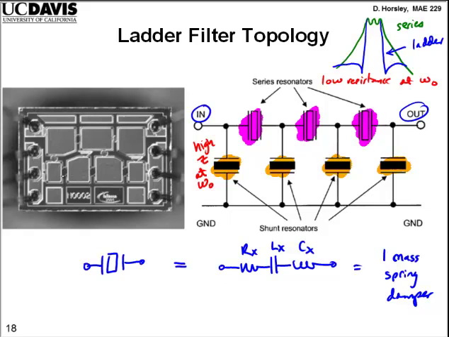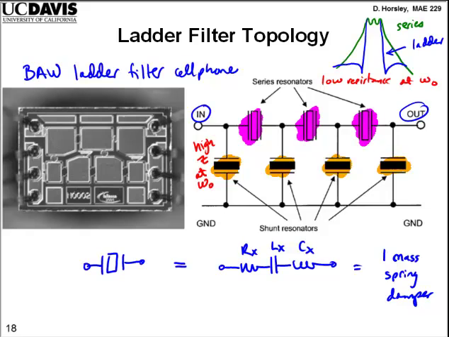And this picture on the left is actually showing one of these ladder filters. This is actually a bulk acoustic wave ladder filter, for a cell phone. And you can see on the bottom, this is an Infineon part. Infineon actually doesn't make these anymore. They sold this division to Avago. But this is a typical filter that would be inside your cell phone, for example.